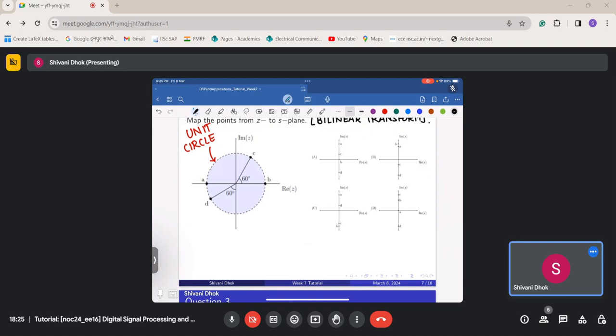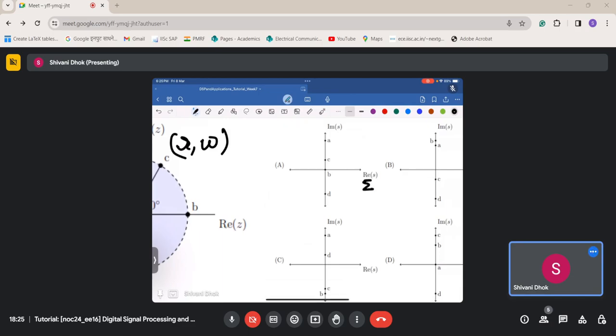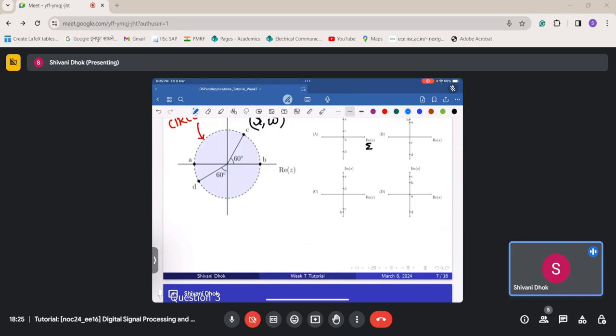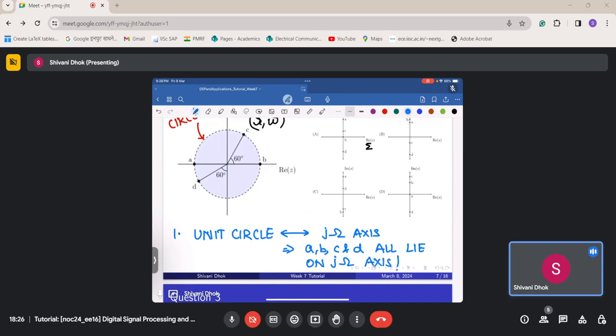Okay, so now let us do it. Now you observe carefully this thing here, we are in the r comma omega plane, that is the polar plane, and here this thing is sigma and this thing is omega. Now when we are considering the bilinear transform, the unit circle will correspond to the j omega axis, which means that A, B, C, and D all lie on the j omega axis. This is the first thing that we can see.